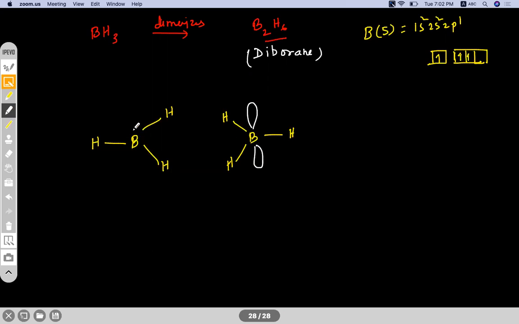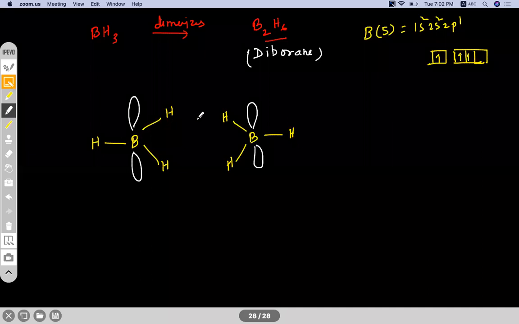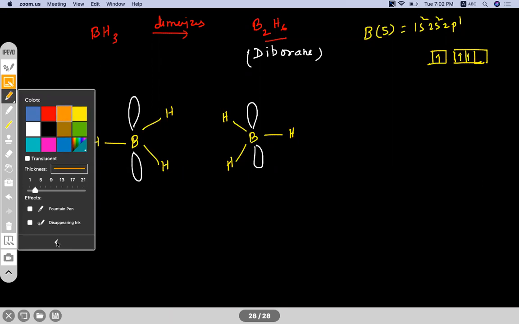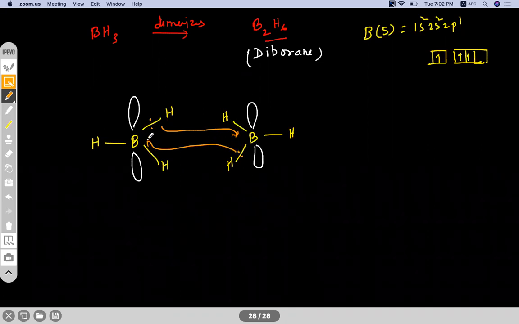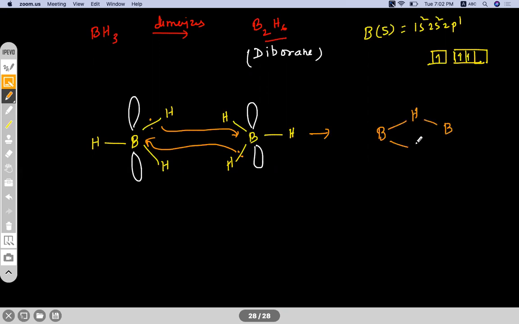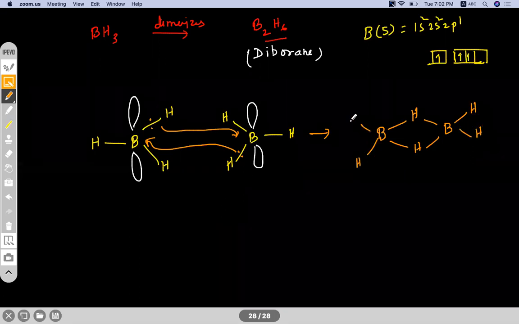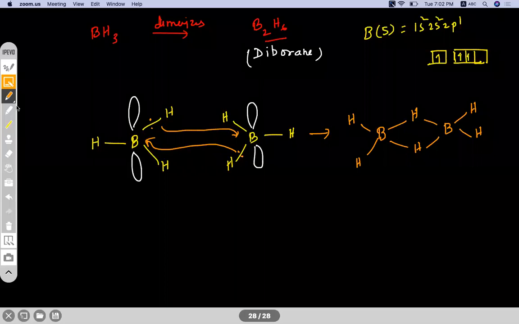In fact, you can keep this in mind. Boron, whenever bonded with 3 bonds, has one vacant orbital. And that's why this electron pair which is present here is associated with this boron atom, and this electron pair is also associated with this boron atom. And hence these two dimerize and convert into B2H6, with hydrogen and hydrogen bridging. This bond is a three center two electron bond. Okay, so we have two three center two electron bonds. This is the bridge bond.